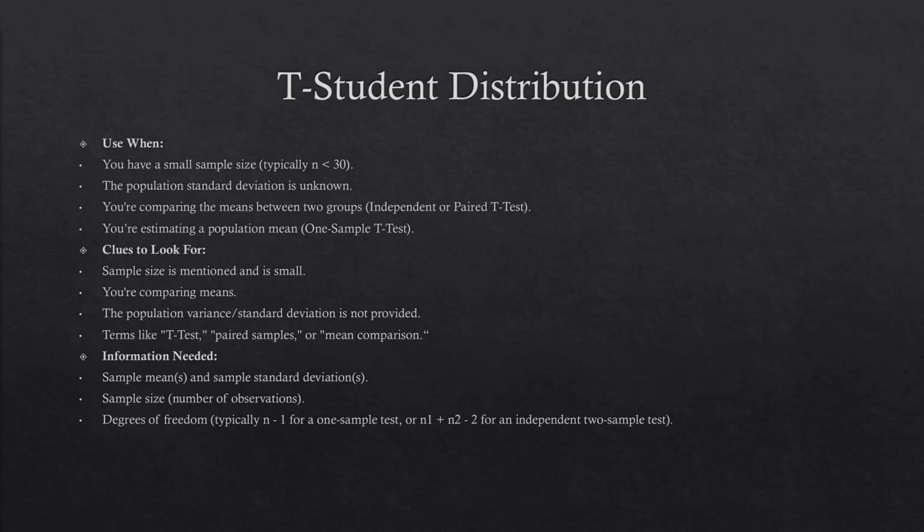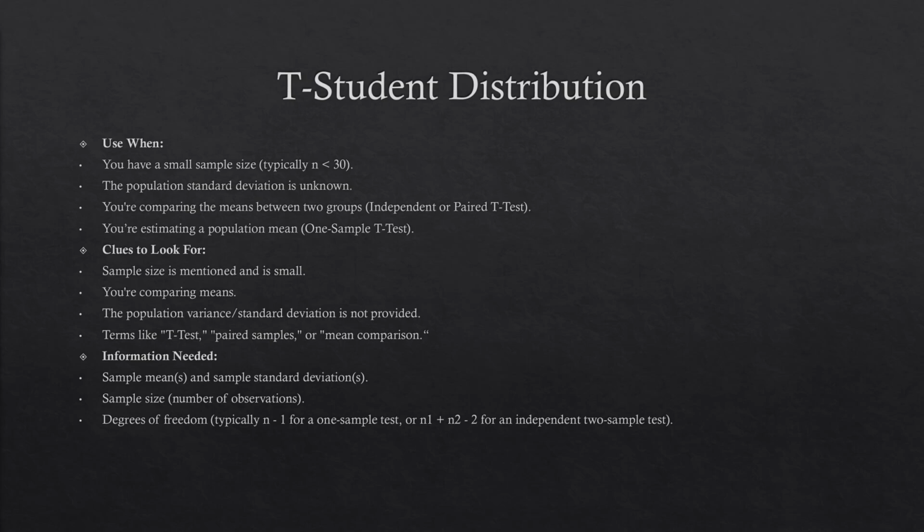Next up, we have the t-student distribution. We want to use the t-student distribution when you have a small sample size. So this is typically going to only be for samples and not your population, because if you have a population, that typically means your n would be greater than 30. And because of this, your population standard deviation would be unknown. And when we're doing the t-student distribution, you're comparing the means between two groups, and you're estimating a population mean.